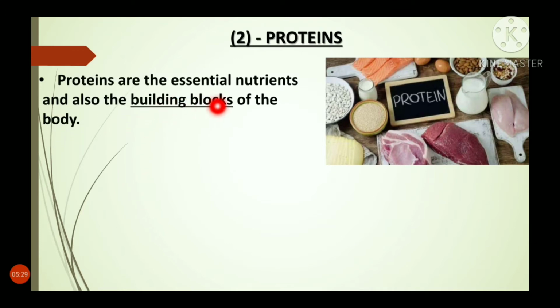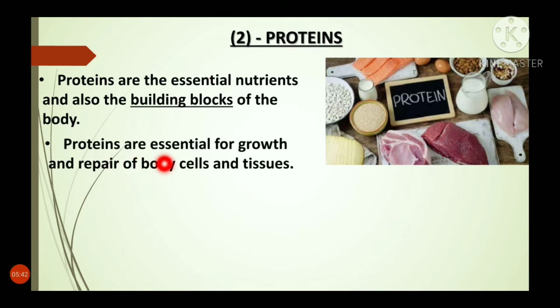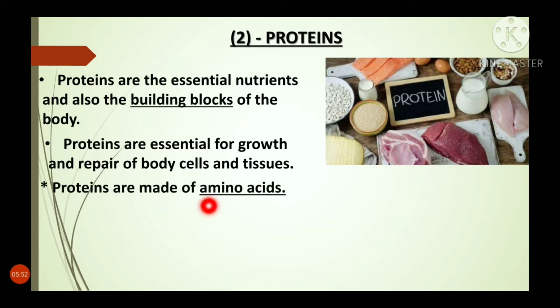Proteins are the essential nutrients and also the building blocks of the body. What are they? Proteins. Proteins are essential for growth and repair of body cells and tissues. Proteins are made up of amino acids.